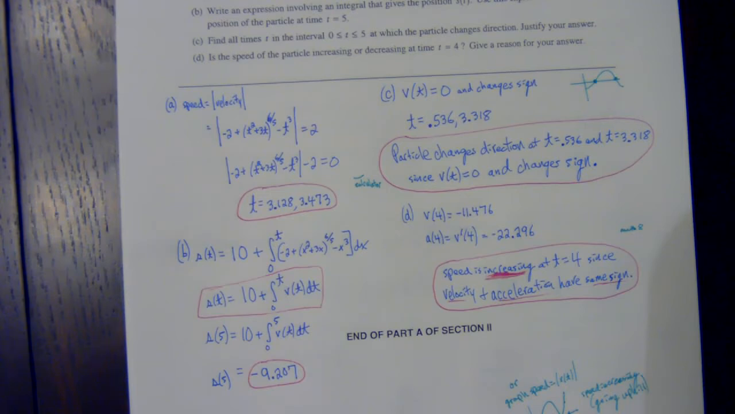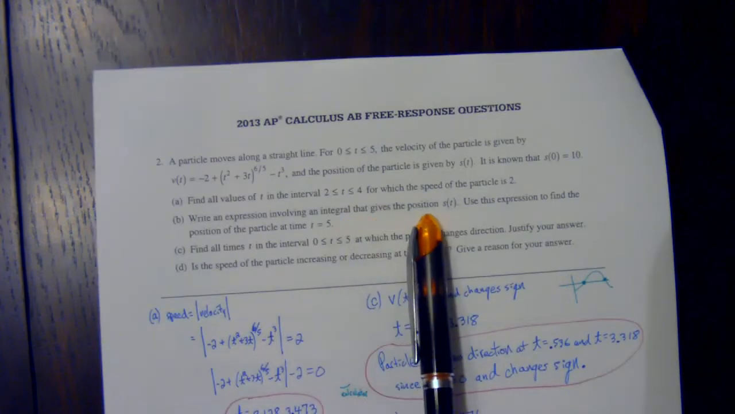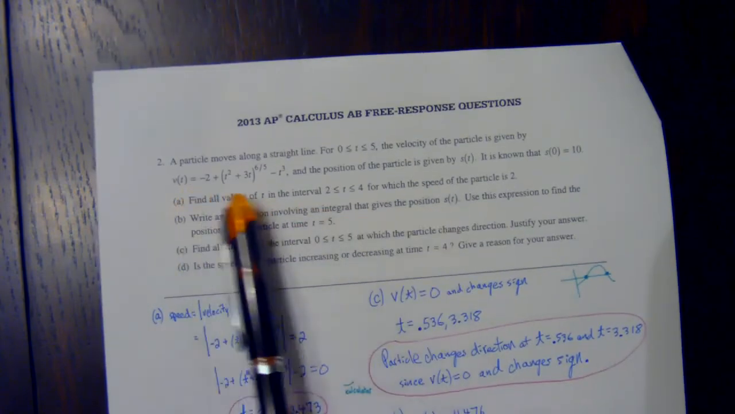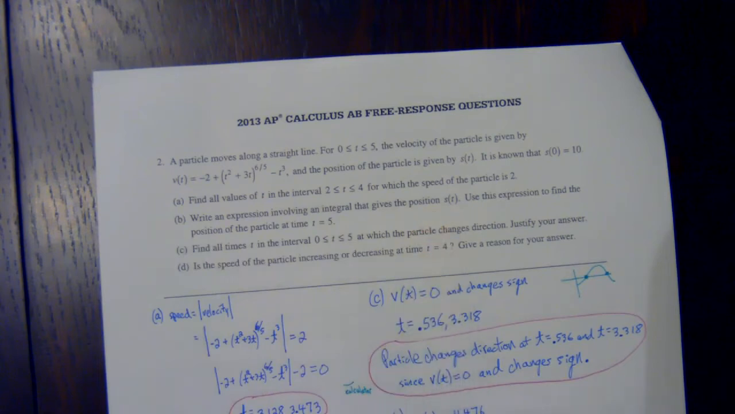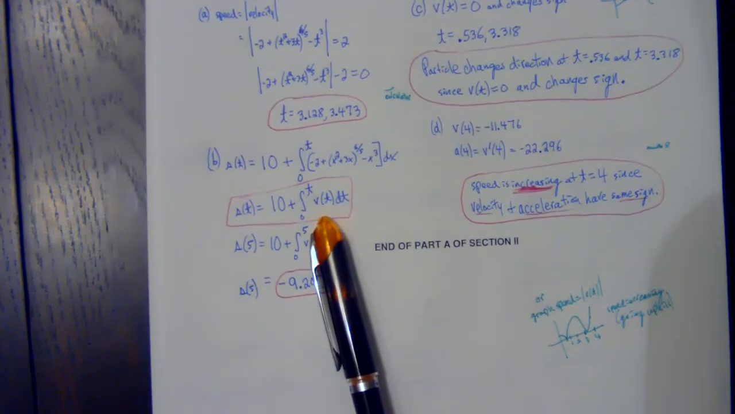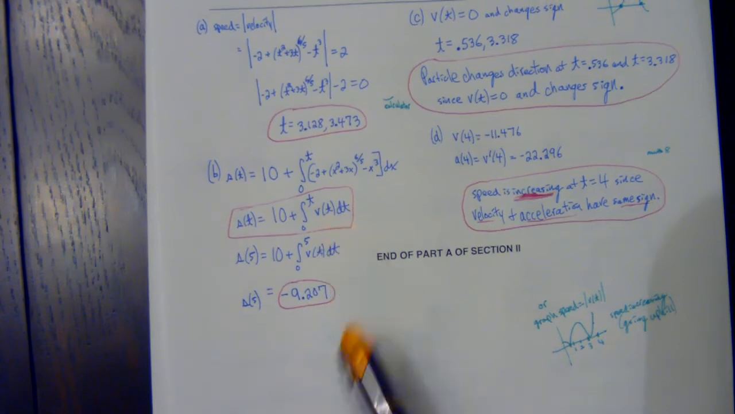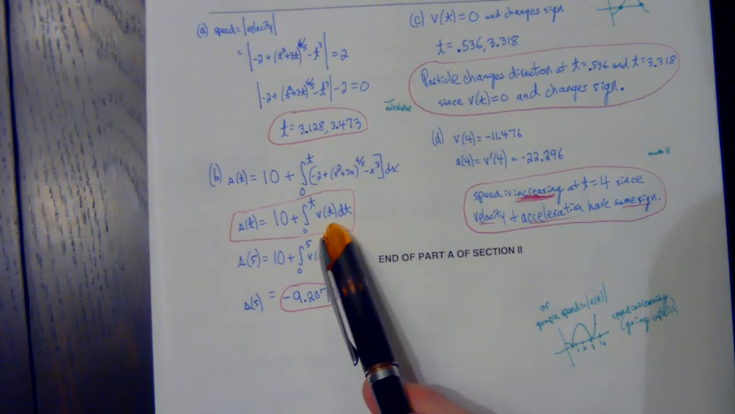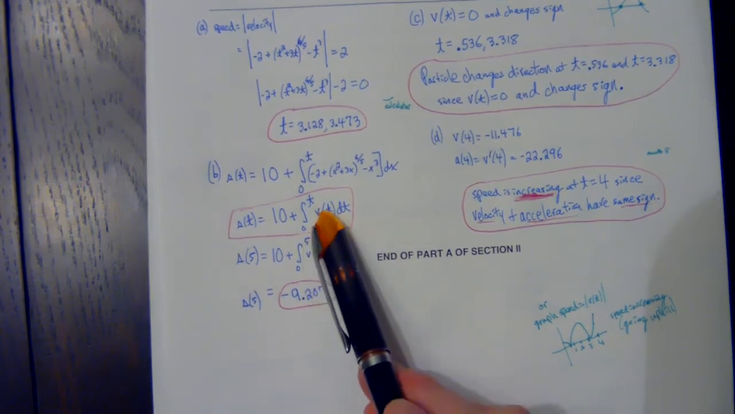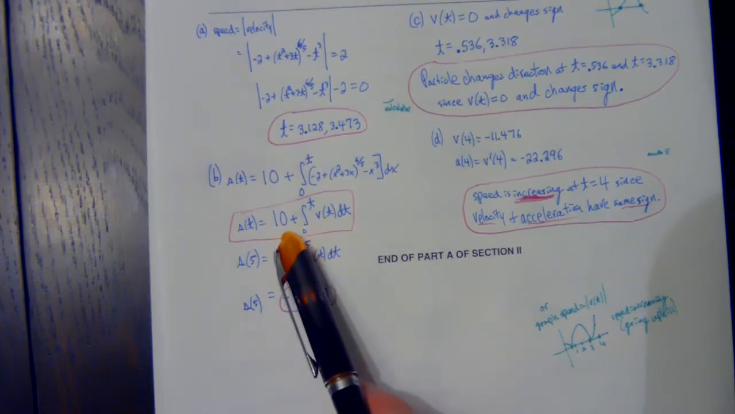Now, letter B says write an expression involving an integral that gives the position. We know to get from velocity to the position, we're supposed to integrate that. So when you integrate the velocity, that'll get you to the position there. But remember, when you do a position, you always have to take into account the initial position. This just tells you where you went in between 0 and t seconds, but you got to always take into account that initial position.